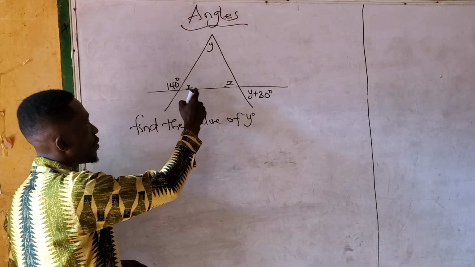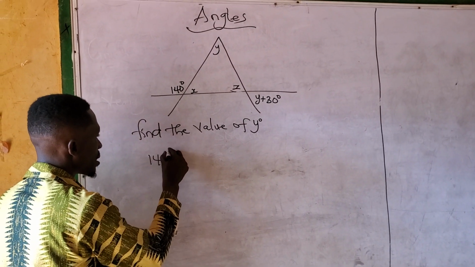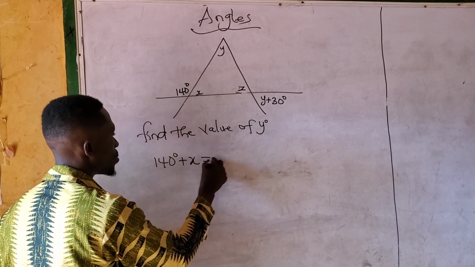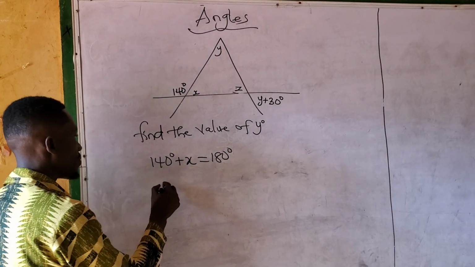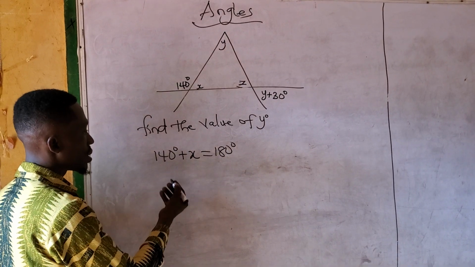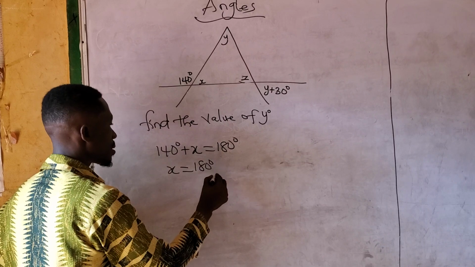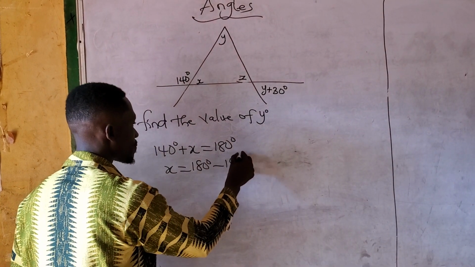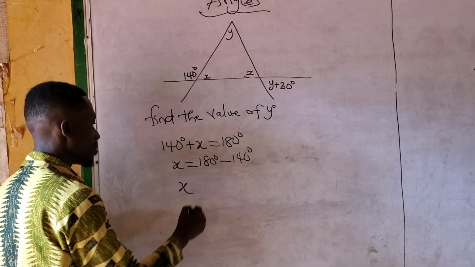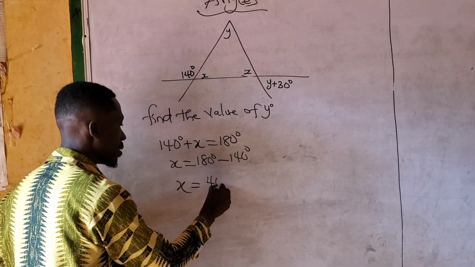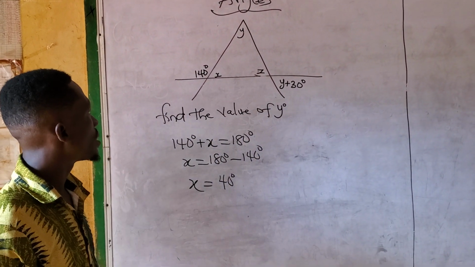Now we have sum of angles on a straight line. So we have 140 degrees plus x equal to 180 degrees, that is sum of angles on a straight line. So we have to make x the subject of this relation. x is equal to 180 degrees minus 140 degrees. Subtracting 140 degrees from 180 degrees, we have 40 degrees. So the value of x is 40 degrees.